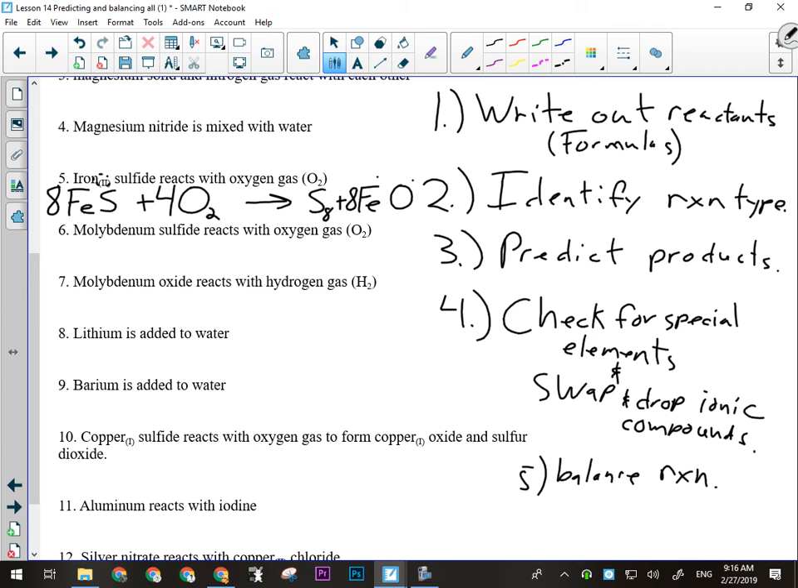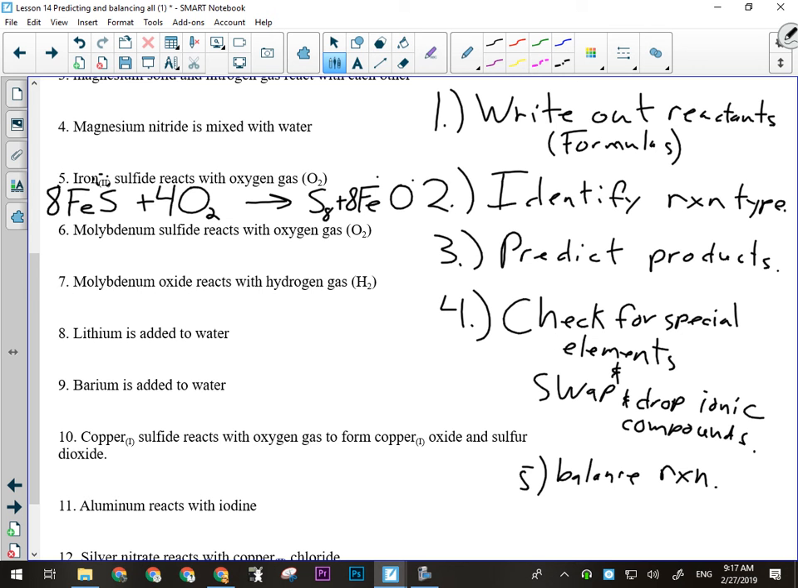Are you always going to have to drop and swap ionic compounds? You're going to get some reactions, like a decomposition reaction, where there won't be any compounds, so you won't have to drop and swap, but you'll have to check for special elements. If you're in a double replacement reaction, you're not going to have any elements by themselves, so you don't have to look for those, but you'll have 2 ionic compounds to drop and swap. They're combined into the same step because you usually have to do them both.